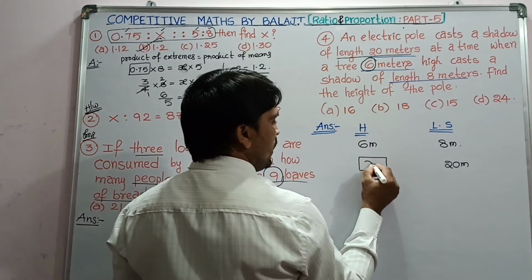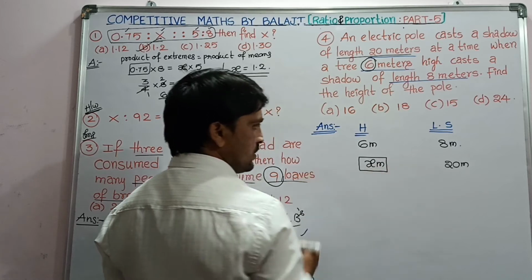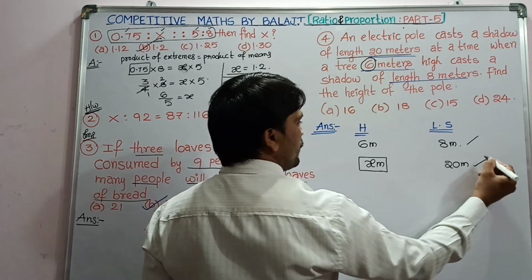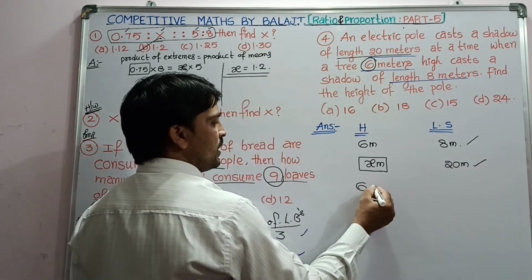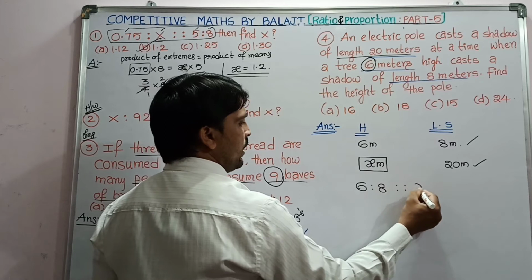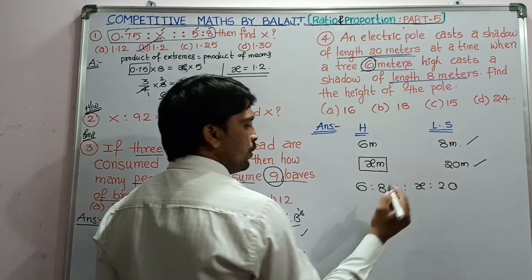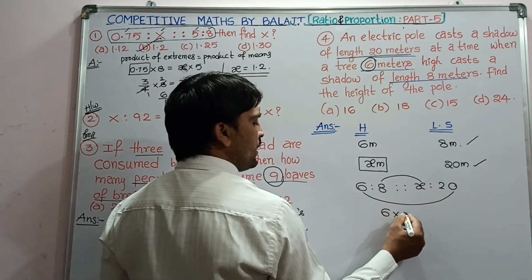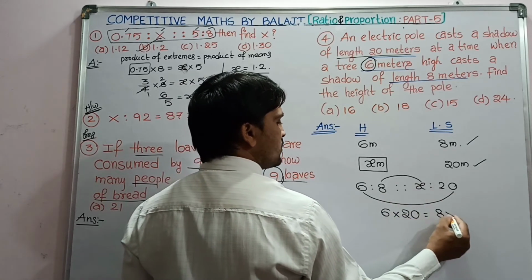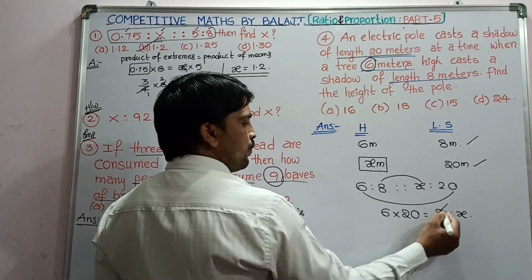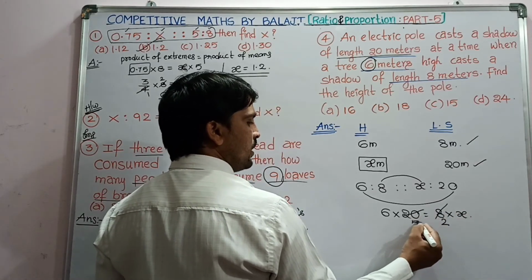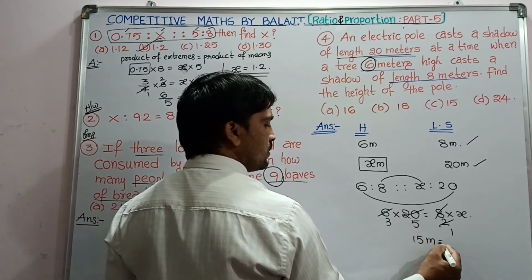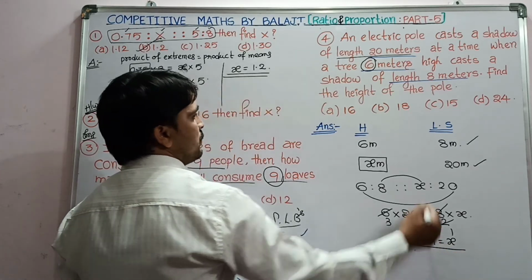Let us suppose that the height of the electrical pole is x meters. Then first numerical values are respectively proportional to second numerical values. That is, 6 is to 8 as x is to 20. Again, product of extremes equals product of means. 6 into 20 equals 8x. 4 twos are 8, 4 fives are 20. Again 2 ones are 2, 3 fives are 15 meters. What is the height of the pole? That is 15 meters.